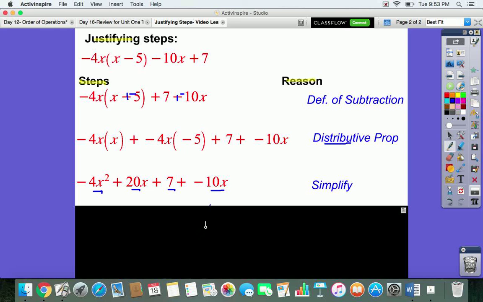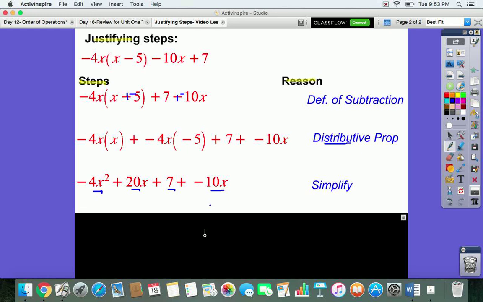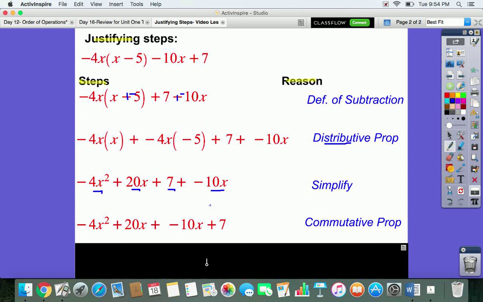I like to use commutative property next so that I can gather my x squareds, my x's, my constants closer to each other to help me to simplify. If you want to skip this step, you know that's okay. I've said that in class a number of times. All right, so nothing to combine with negative 4x squared, but I do have positive 20x plus negative 10x, which makes it easier to have those next to each other. And my constant is now at the end of the problem, which is where the constant should be.